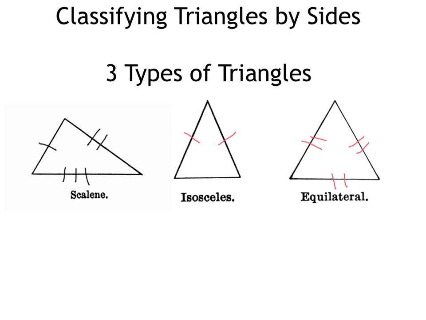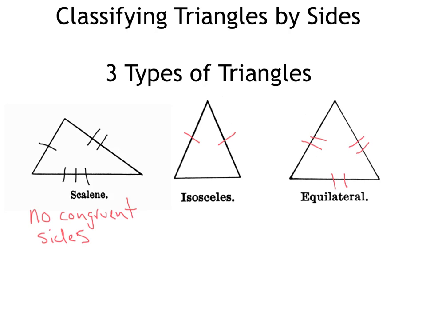As you can see, a scalene triangle has a line segment with one tick mark, a line segment with two tick marks, and a line segment with three tick marks. None of these tick marks match, so we can conclude that every line segment of a scalene triangle has a different measure. Now let's take a look at an isosceles triangle.